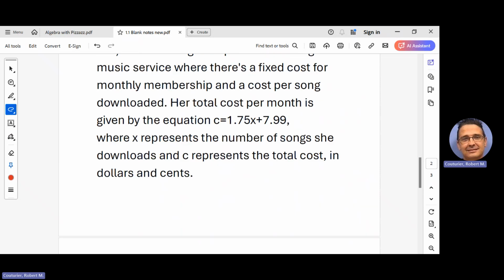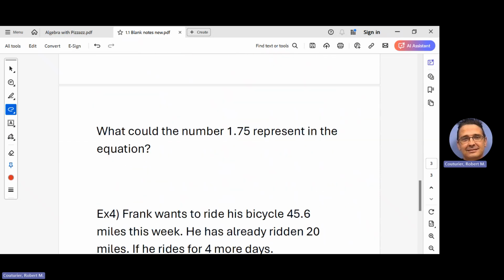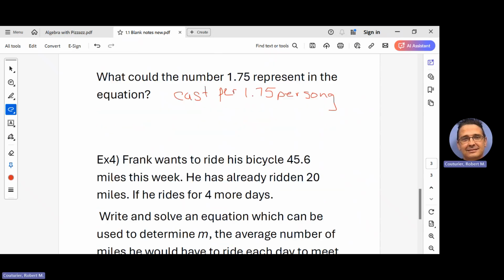And from this, they want us to answer, what would the $1.75 be? It is the cost per song. So again, you have right here, cost per song. Sometimes they just give us the equations and they want us to be able to figure out what the different pieces mean. Cost per song, that's $1.75 per song. All right, there you go.